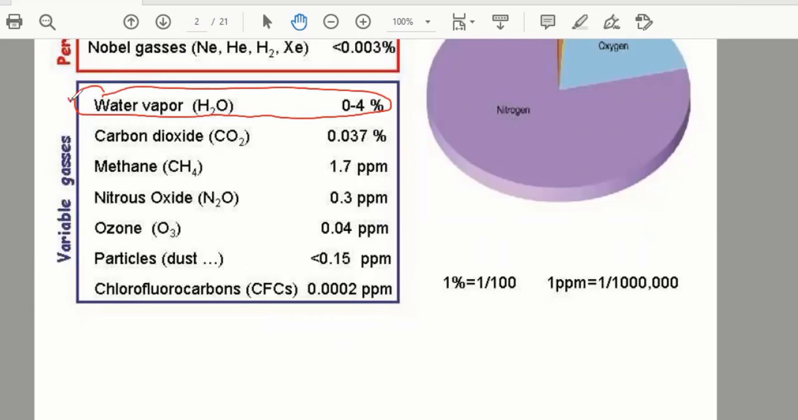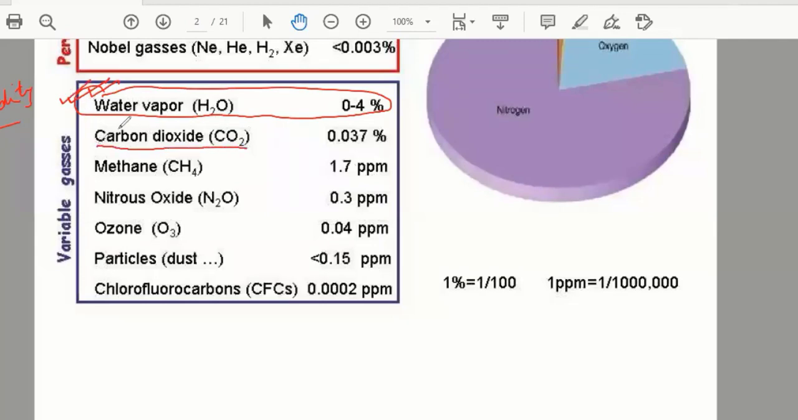Here, water vapors. You know that if the humidity level is high, it means water vapors will be high. And this happens in coastal areas, like seaside areas, like in Saudi Arabia you have Dammam, Jubail, Jeddah, and if you talk about Sudan, you have Port Sudan. In these areas you'll find more water vapors in the atmosphere.